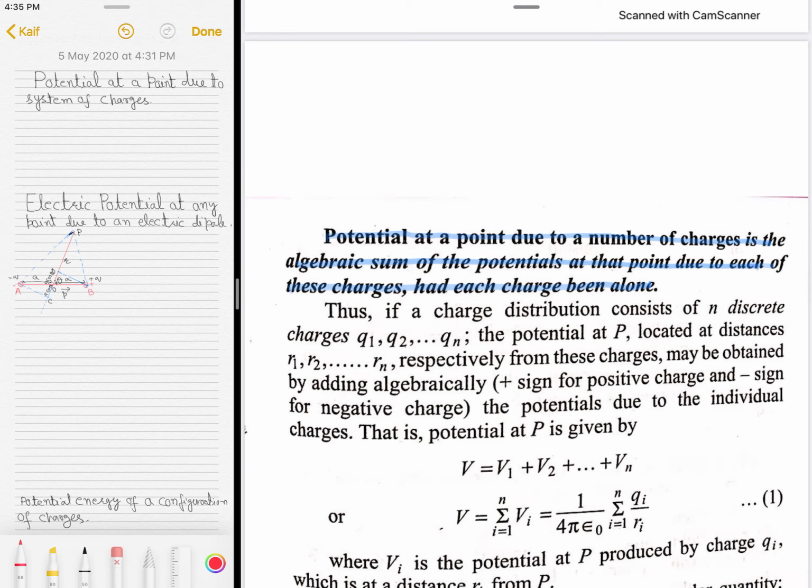It means we find the potential at a given point due to different charges and then sum them up with their sign. Suppose there are many charges q1, q2 and qn, and the distances from the point where we want to find the potential are r1, r2 and rn. Then we find the potential due to positive charges separately and negative charges separately, and then find their algebraic sum. I am doing it here.